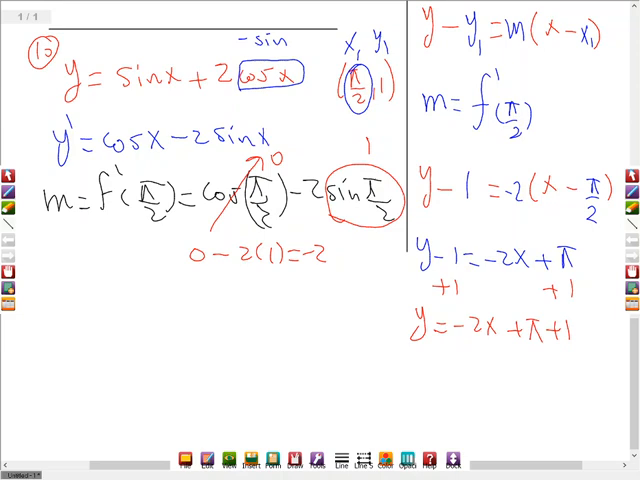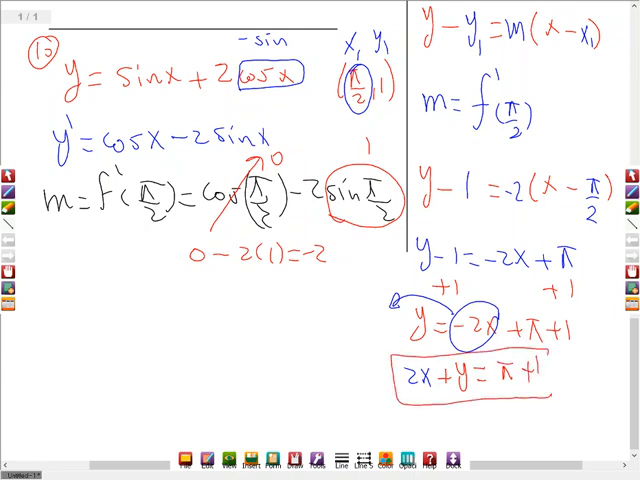He wants this in the form ax plus by, which means he wants me to move the negative 2x to here. Negative becomes plus 2x, right? Because it's negative, when you move it to this side, it becomes positive. Then I don't have to write the positive x, just to show you: 2x plus y equals pi plus 1. Okay, one more problem.